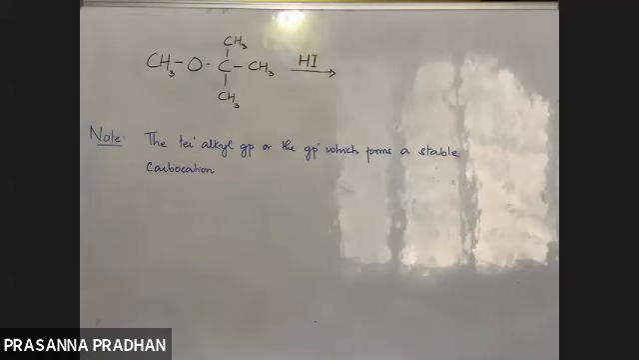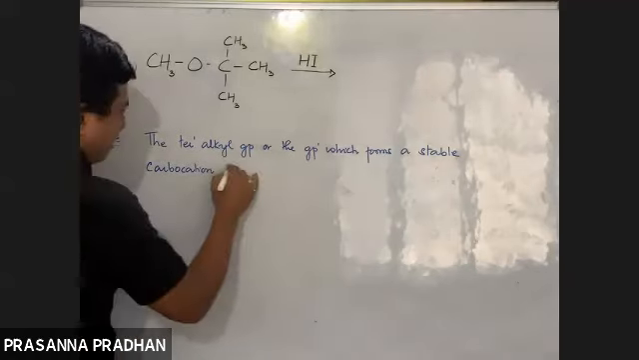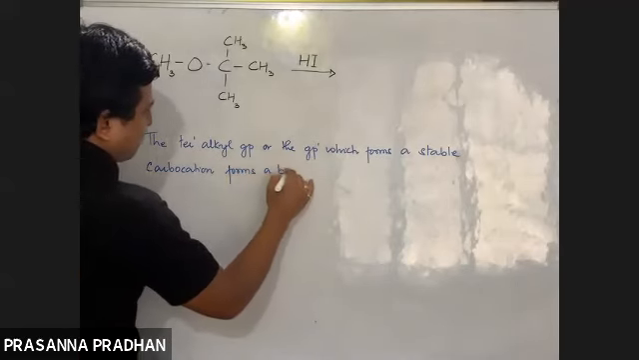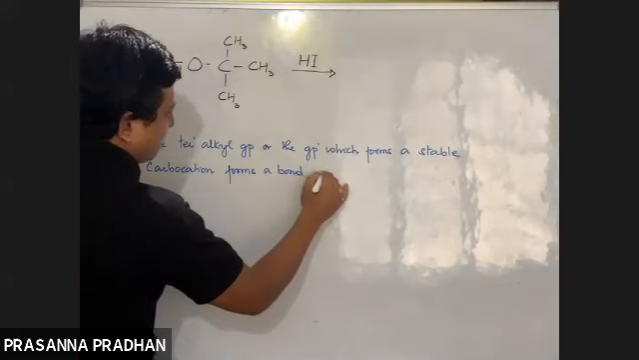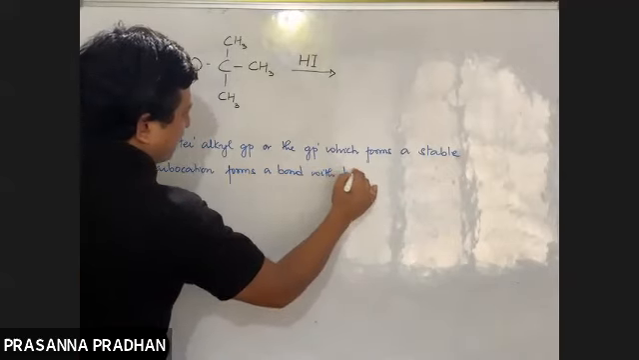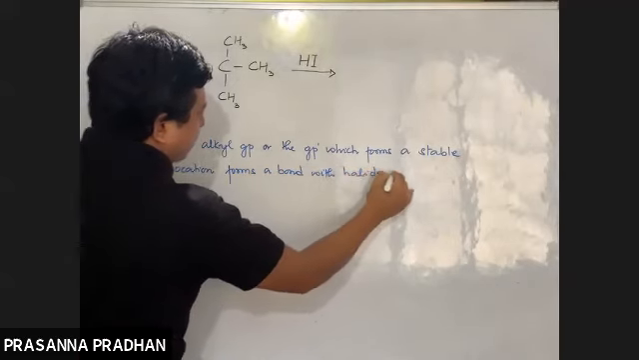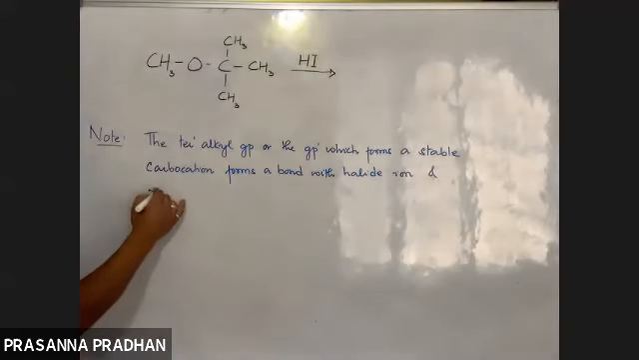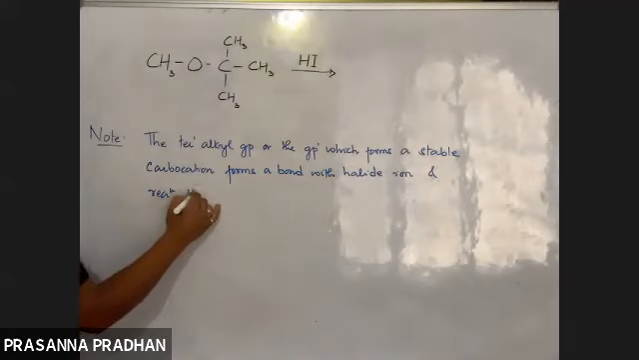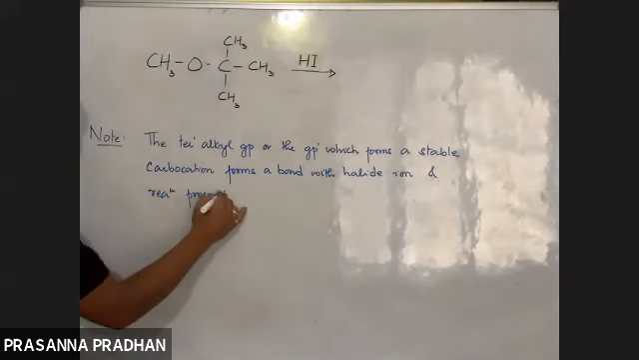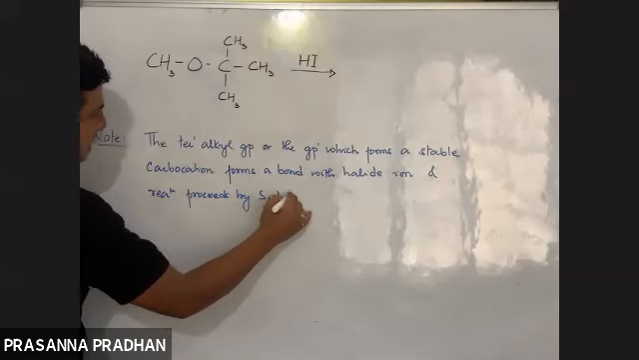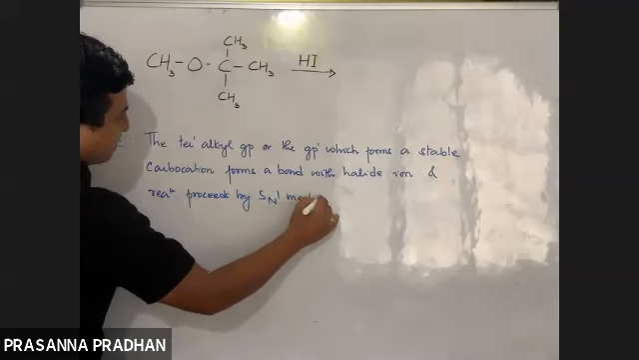The tertiary alkyl group or any group which forms a stable carbocation forms a bond with the halide ion, and the reaction proceeds by which mechanism now? SN1 mechanism.